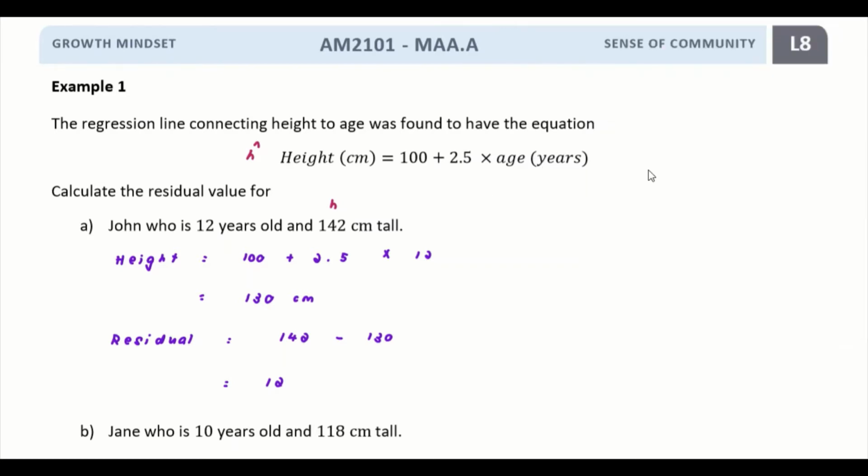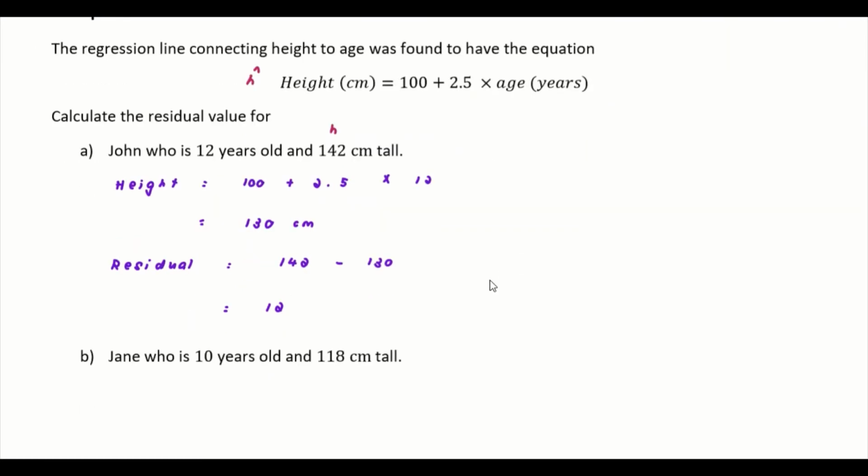So now let's look at the example for part B. What is the residual value for Jane, who is 10 years old and is 118 cm tall? Okay, so same thing, we can try to find out what is our prediction for someone that is 10 years old first. So we have 100 plus 2.5 multiply 10. That gives us 25, plus 100, which is 125 cm. So we know that for someone that's 10 years old, the predicted height would be 125 cm.